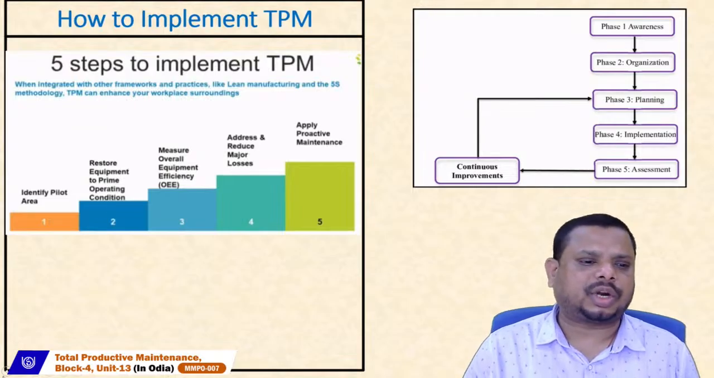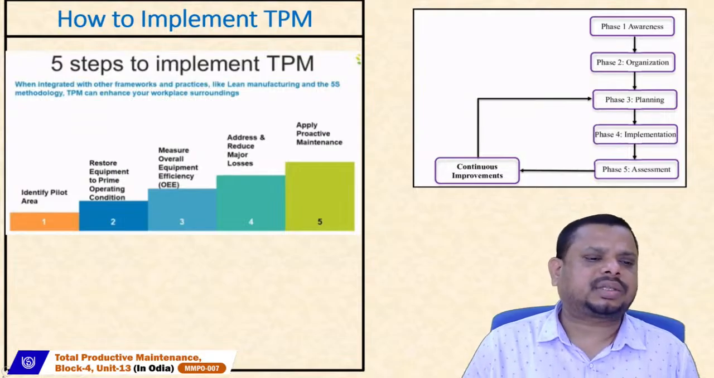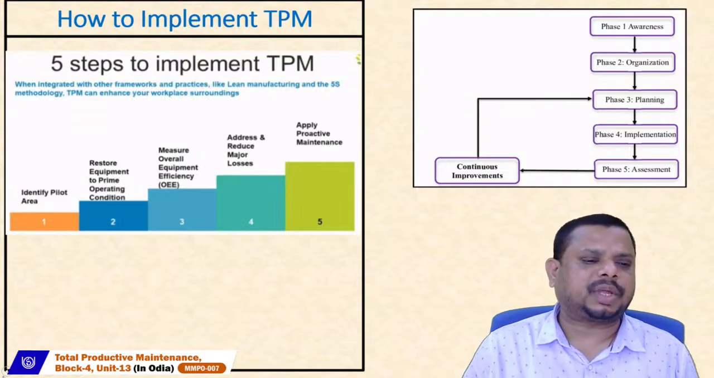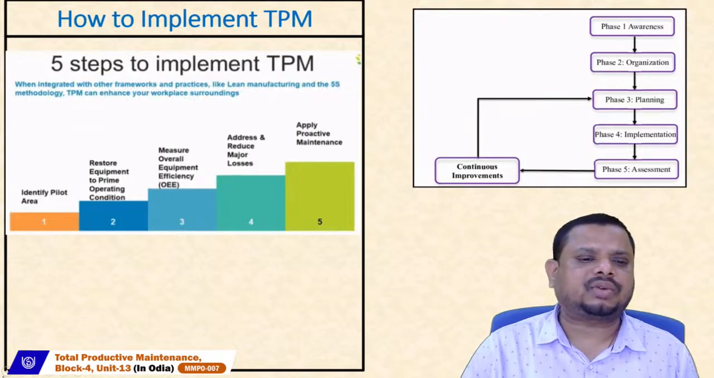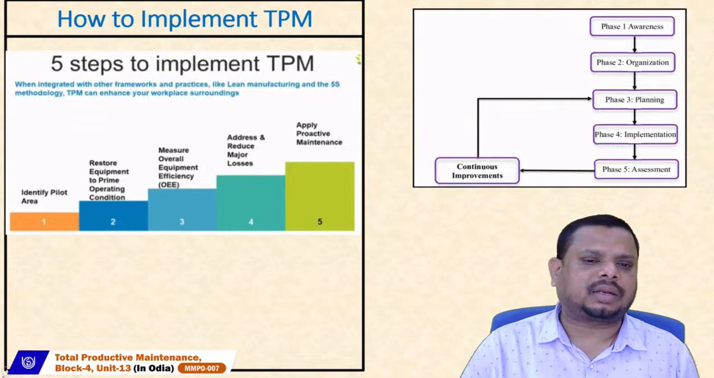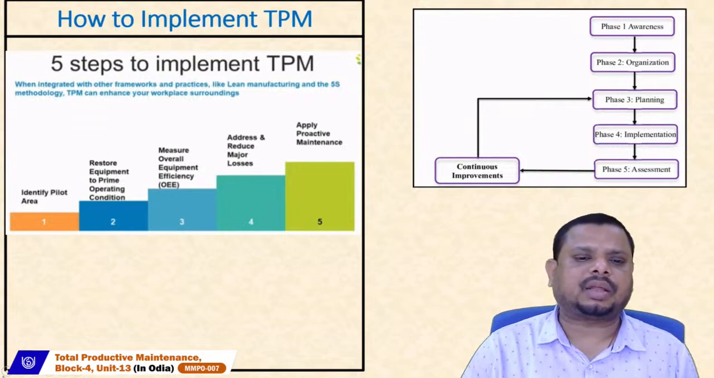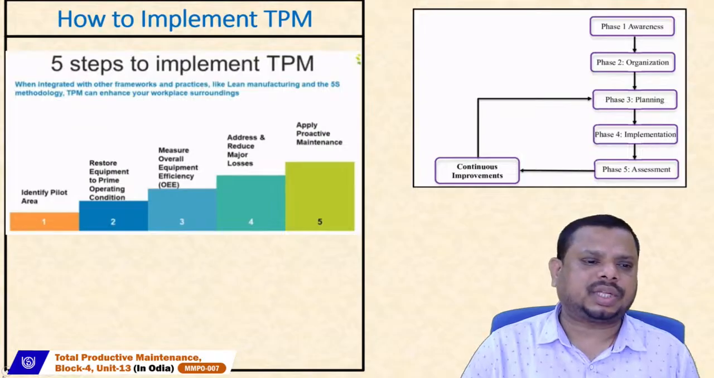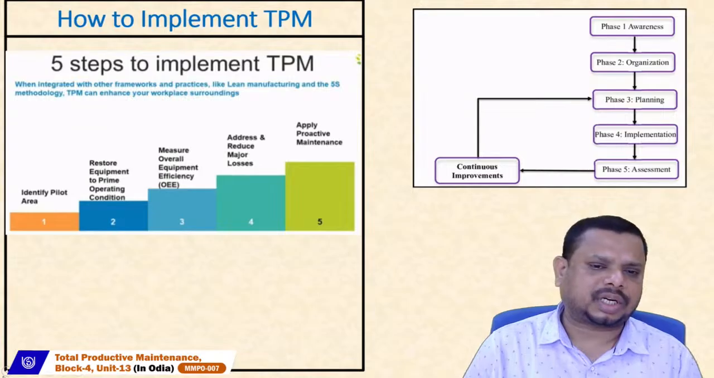So the first important point is that they have to identify the pilot areas. The second one is to restore equipment to the primary operating conditions. Then measure the overall equipment efficiency, which is shortly known as OEE. Then address and reduce the major losses. And then next, if they find any kind of difficulties, then immediately apply proactive maintenance. So these are the 5 steps to implement total productive maintenance in organizations.